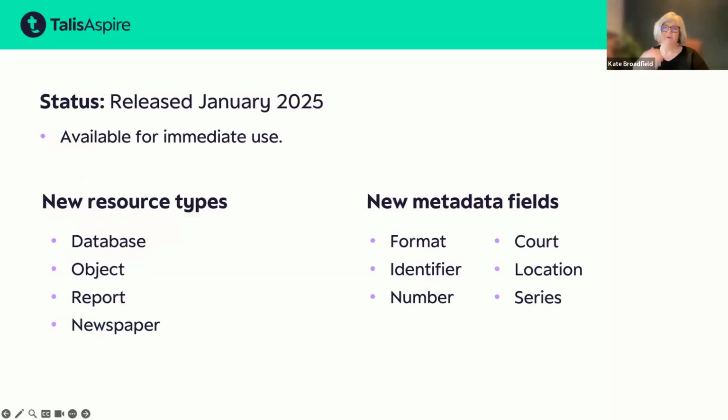At any rate, I just wanted to give you an update from the work that Lisa did last year. We have now released the 4 new resource types as well as the 6 new metadata fields. Those are available for immediate use. Database, object, report, and newspaper are all new types. And with that, I'll hand it over to Georgia.